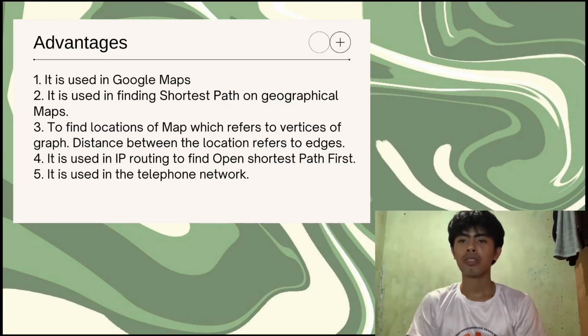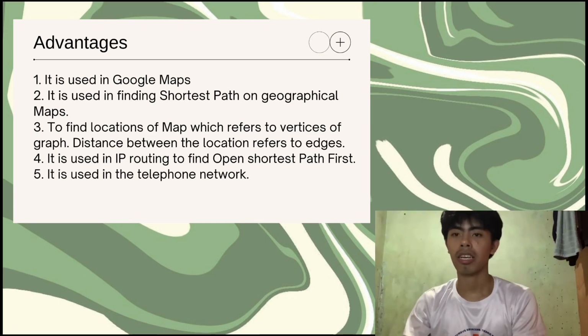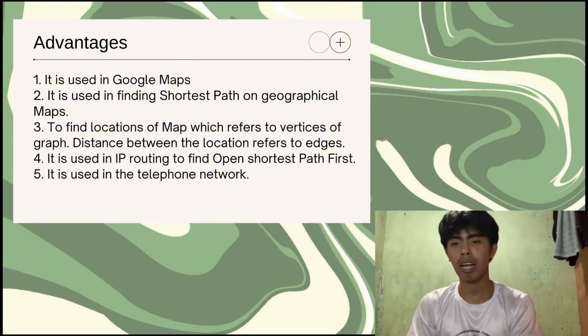So our topic for today is about Dijkstra's algorithm, its disadvantages and advantages. First, we need to know what the advantages of Dijkstra's algorithm are.